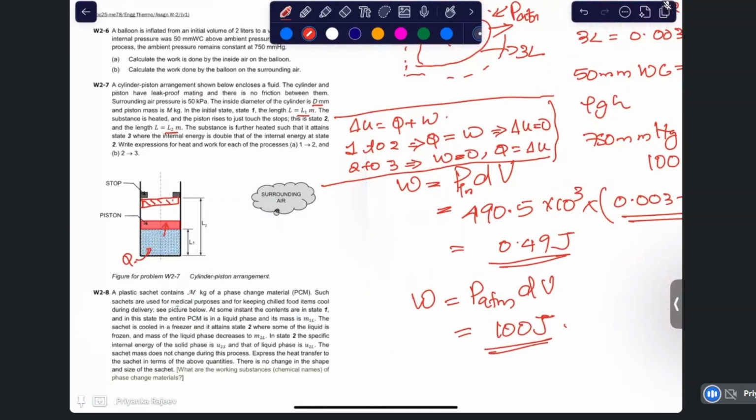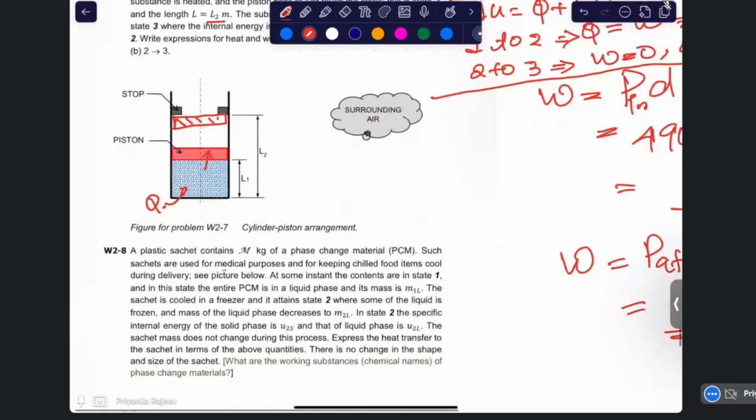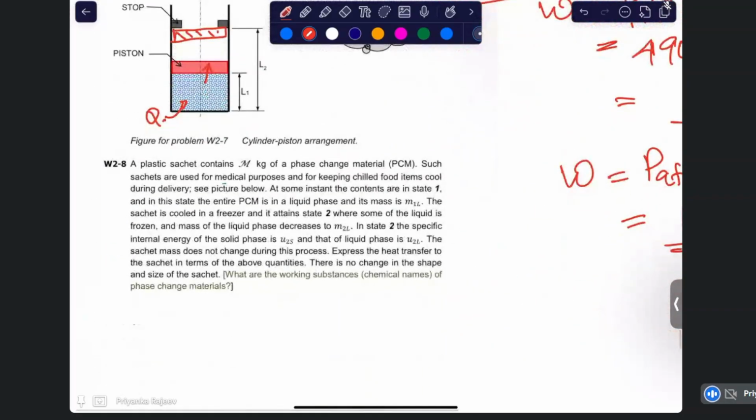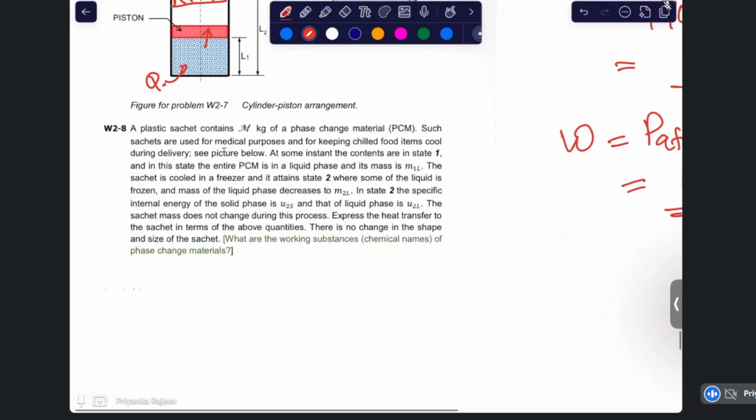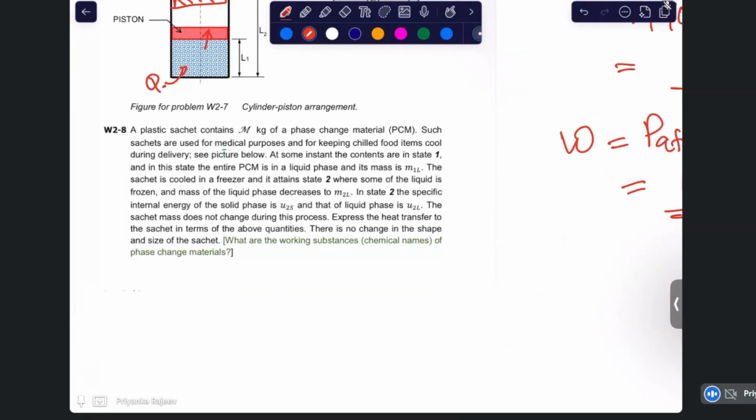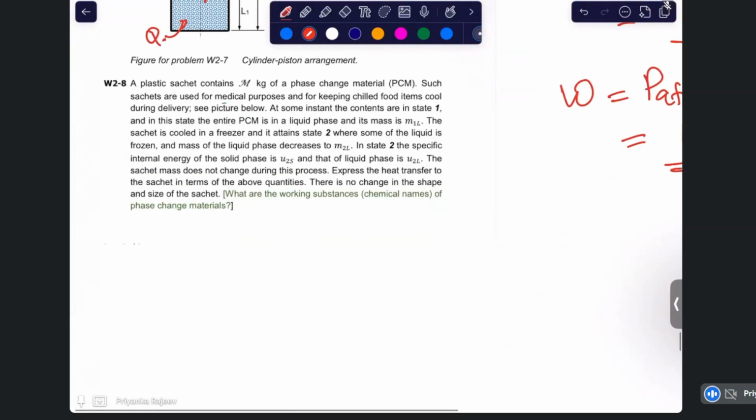Now, question number 8. A plastic sachet contains m kilogram of a phase change material. Such sachets are used for medical purposes and for keeping chilled food items cool during delivery. There was a picture of this plastic sachet; I haven't taken the picture. At some instant, the contents are in state 1, and in this state the entire PCM is in liquid phase. So state 1 is liquid phase.